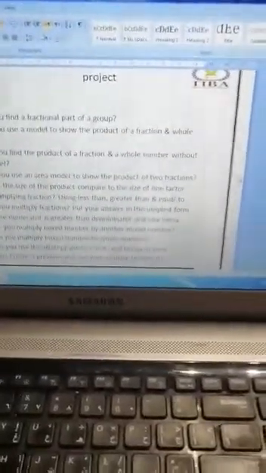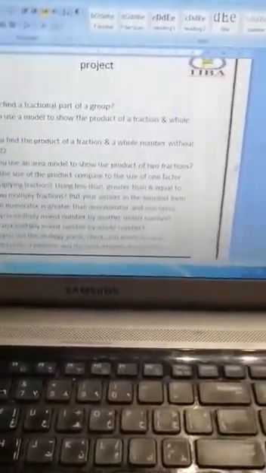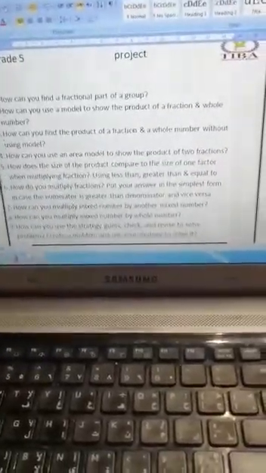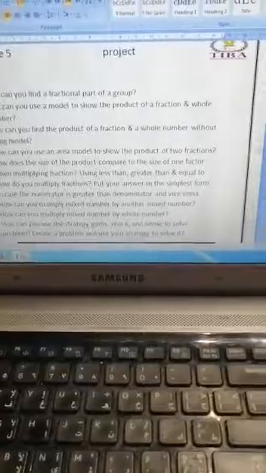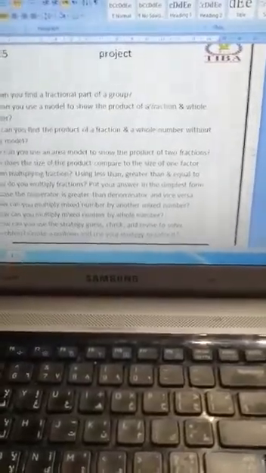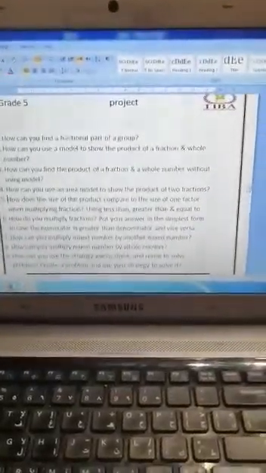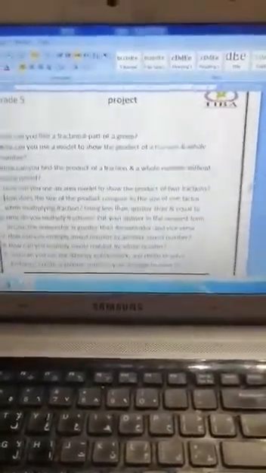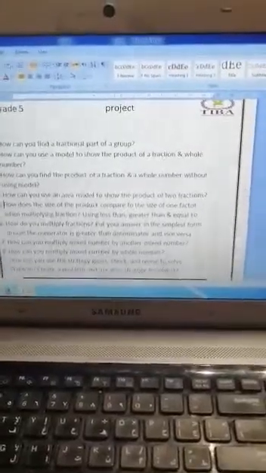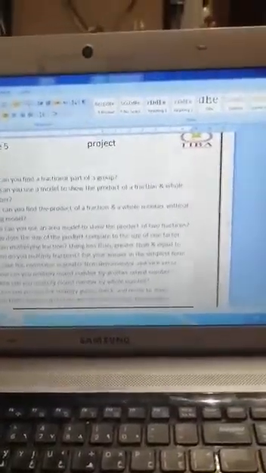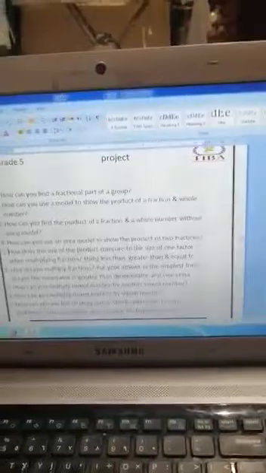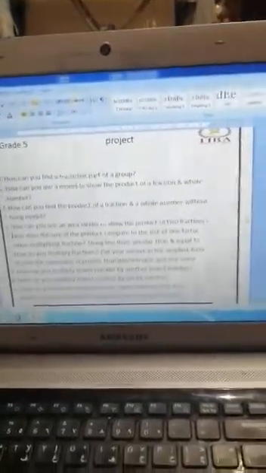Here I need you to draw a model to show your work. Question number 3. How can you find the product of a fraction and a whole number without using a model? Here it is the same as question number 2, but without using a model. Question number 4. How can you use an area model to show the product of two fractions? You can write any two mixed numbers and use the area model strategy to get the product, okay? Here you must use an area model strategy.